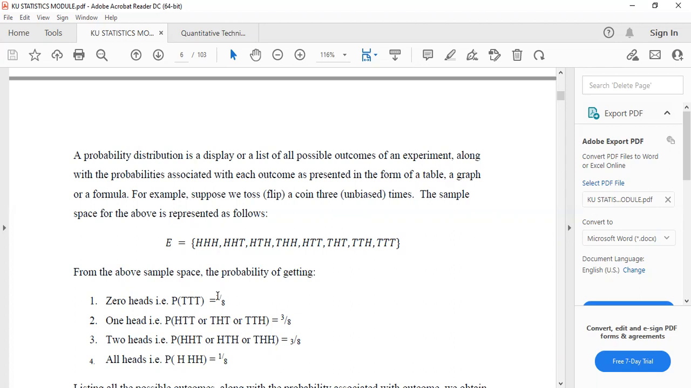Then let us look at the chance of getting only 1 head. So we'll be checking instances where we are getting a head only. So I have 1 head, I have 1 head, I have 1 head.